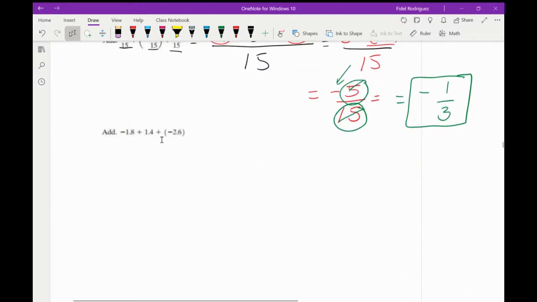Okay, so guys, I'm going to show you how I'm going to do the next one, and then I'll kind of move on to something slightly different. So for this one here, I'm going to use my calculator. Okay, so I'm going to write down the problem just so that I have it. Negative 1.8 plus 1.4 plus negative 2.6.